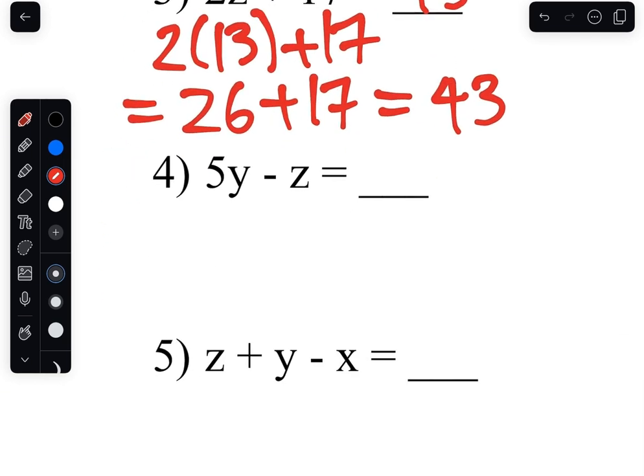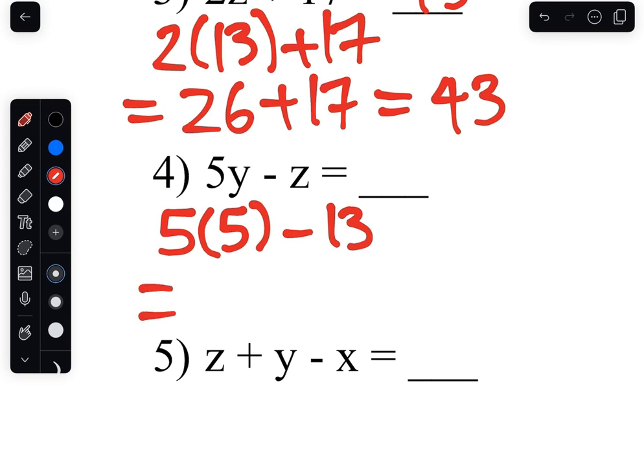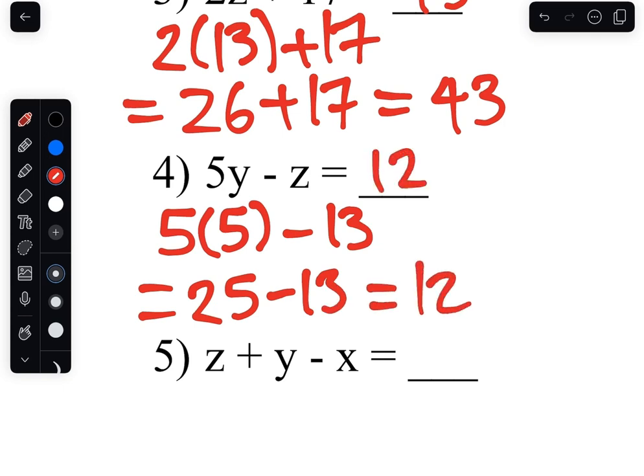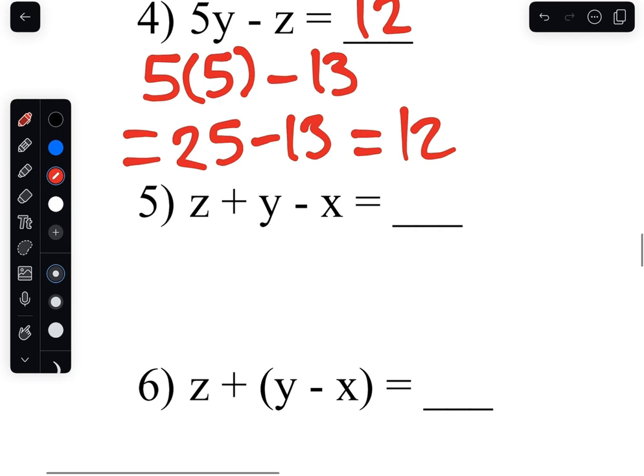Number 4, 5y minus z. Substitute in 5 for y and 13 for z. 5 times 5 is 25. 25 minus 13 is 12. So the answer for number 4 is 12.